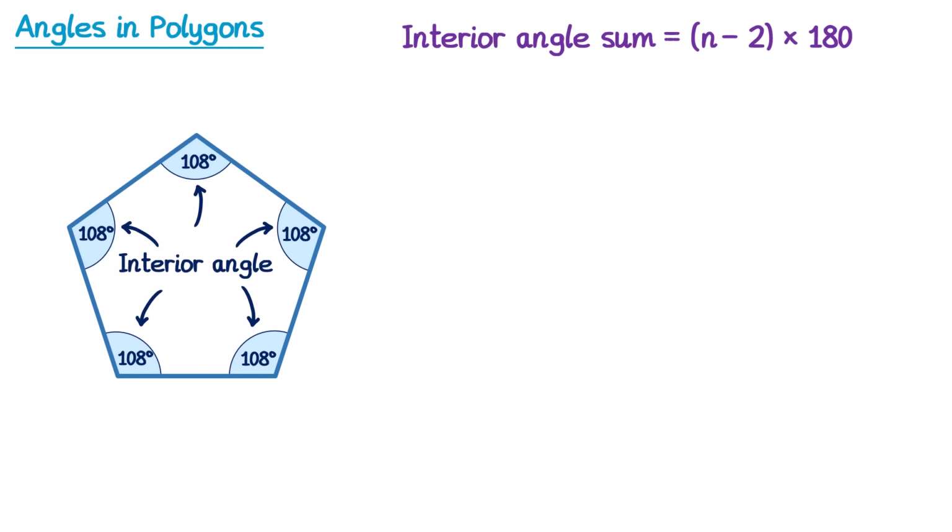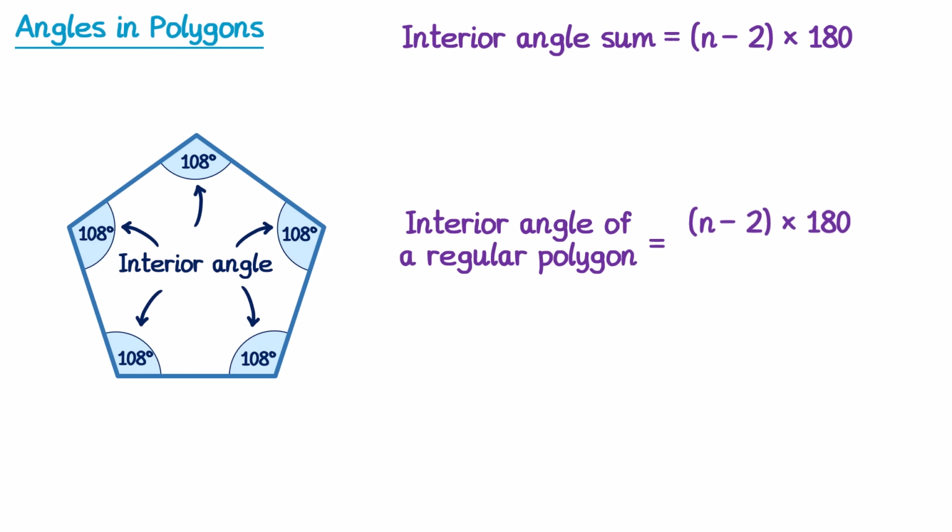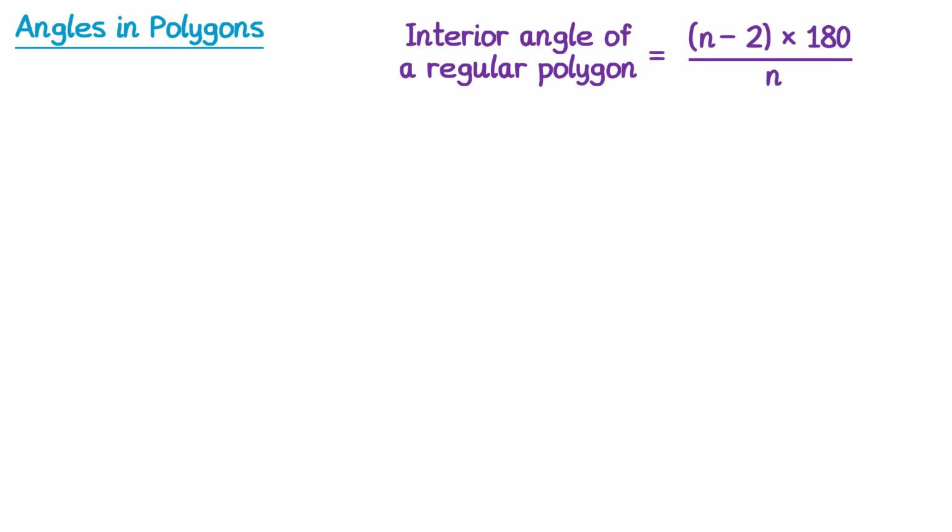So we can now create a formula for the interior angle of a regular polygon. We started by finding the interior angle sum, and then we divided this by how many angles there were, which is also the same as the number of sides on the shape, which we use the letter n for. So we just divide the interior angle sum by n. Let's see how we can use this formula in some questions.